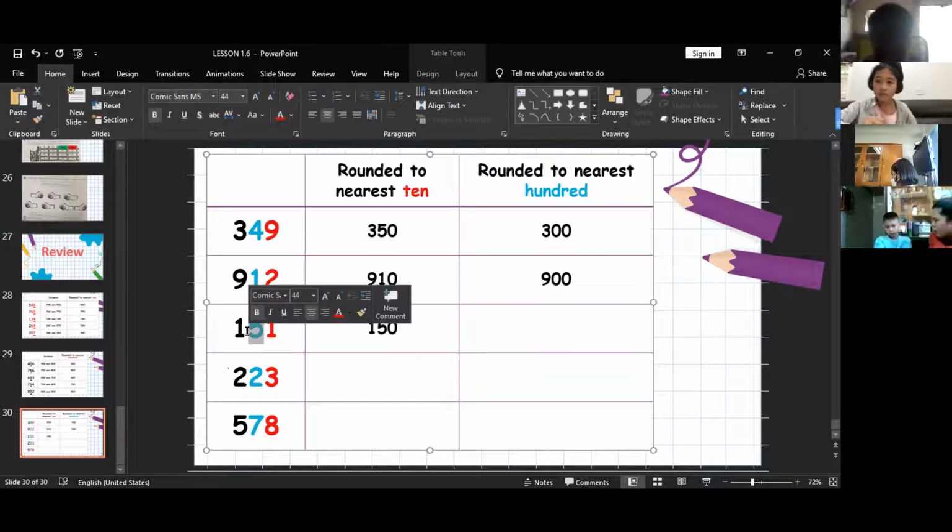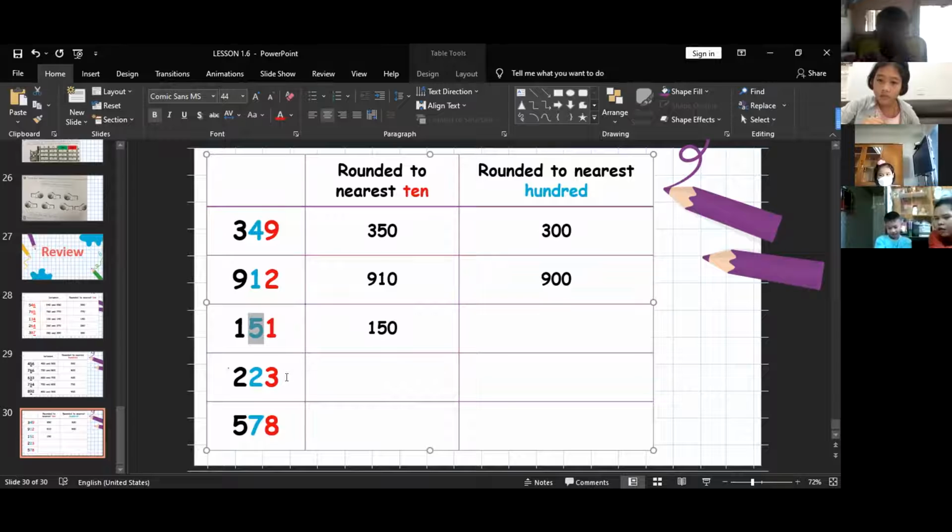And how about rounded to the nearest 100, Panat? You see the number here? It's 5. Round up or round down? Up or down? It's 5, right? Are you going to round up or round down? You can do it. Up. Okay, what is your answer then?